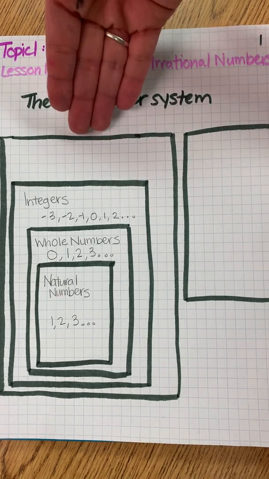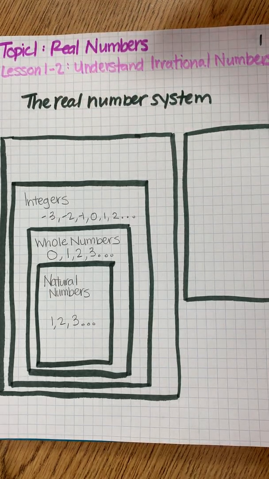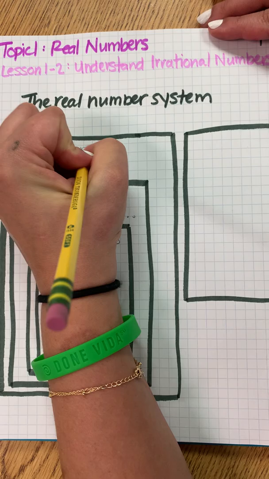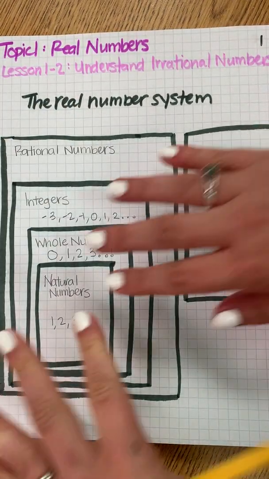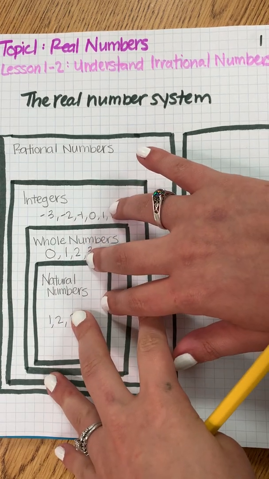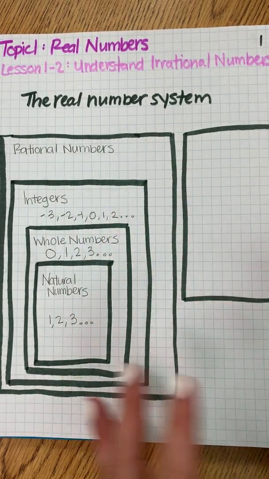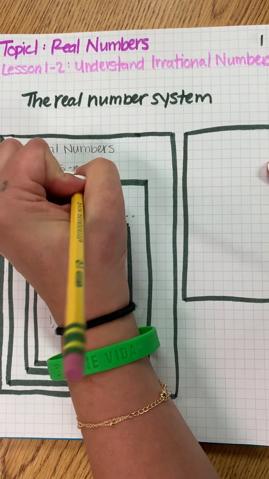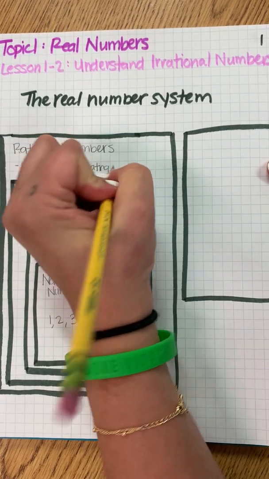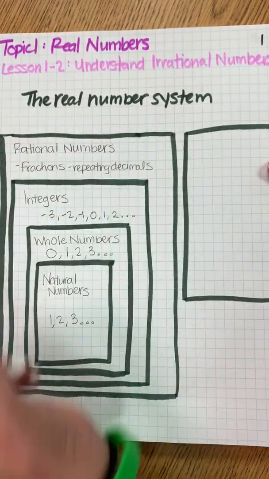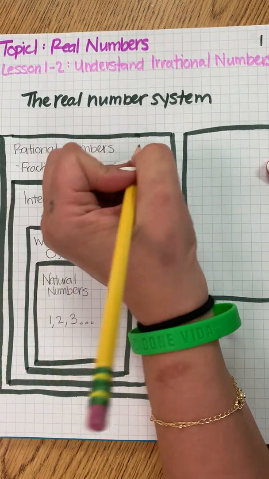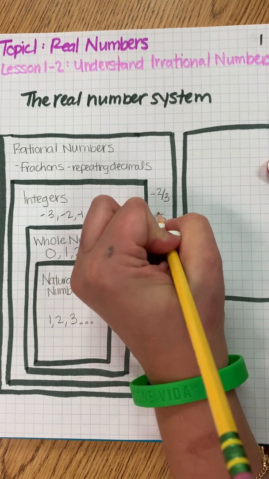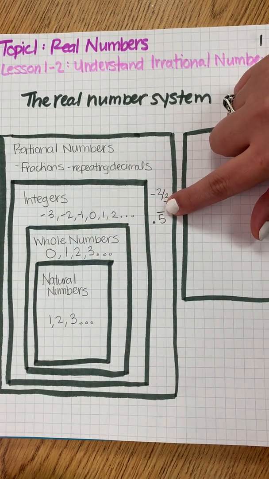The final piece of the real number system that you've learned about is called rational numbers. Rational numbers involve all of these numbers down here. We've already learned these, so they are included in rational numbers, as well as other parts: fractions and repeating decimals. We'll write some examples down. So we have something like -2/3. We have 0.5 repeating, and that line above the 5 means it's repeating.